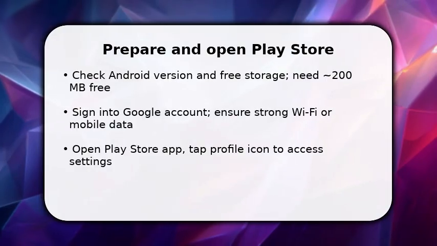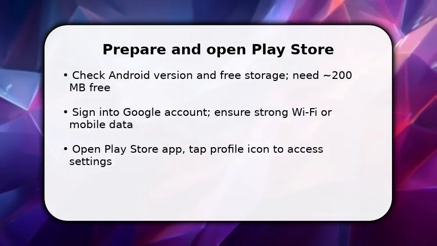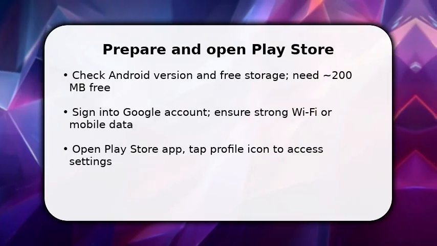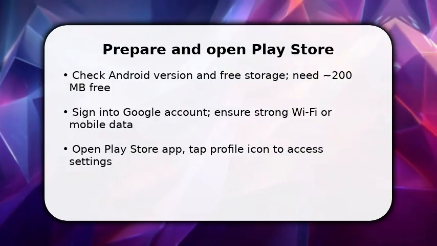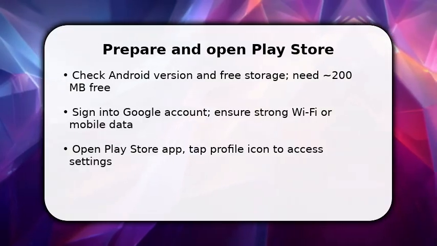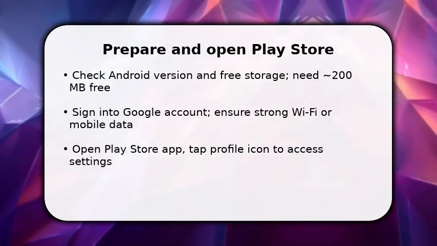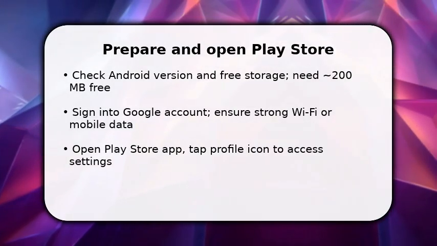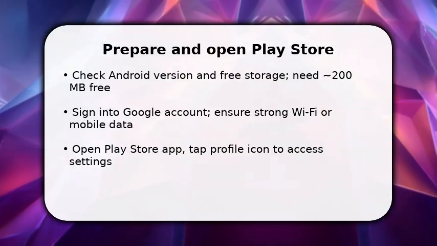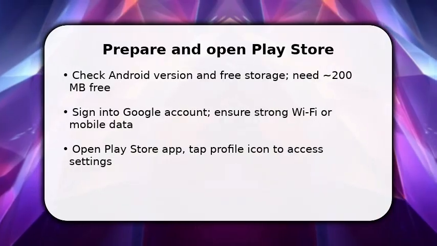You start by confirming essentials: Android version and roughly 200 MB free storage, so downloads complete. Once done, make sure you're signed into the correct Google account and on stable Wi-Fi to avoid interruptions. Now open the Play Store and tap your profile icon. This first step takes you straight to Account and Settings, which is where you'll force the update check and prepare the app catalog for the next steps.